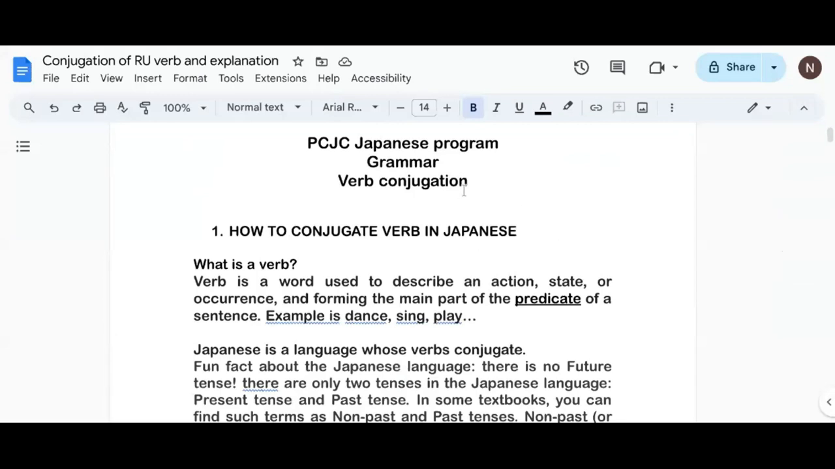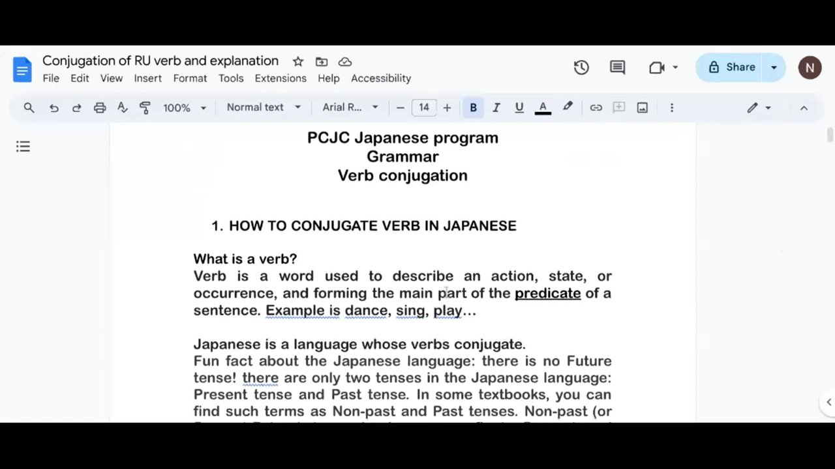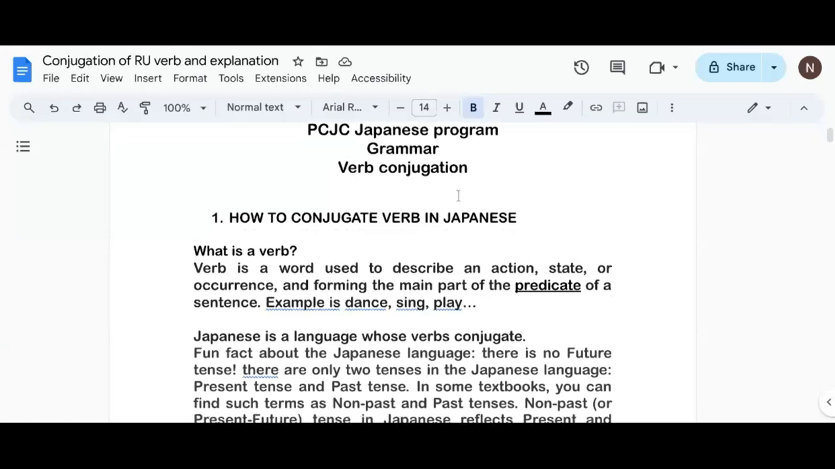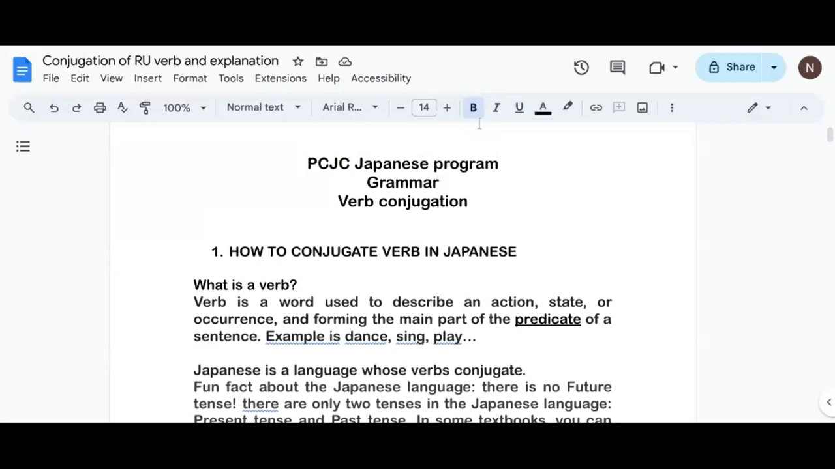Why did I choose to teach this today? Because before, in the old class, we started with the sentence structure, which is the SOV. But I prefer to teach this before the sentence structure, so that if you were going to construct your sentence, you would already know how to conjugate the verb. So it will not be confusing to you how you are going to use the verb at the end of your sentence. Okay, so prepare your notes and your ball pen.